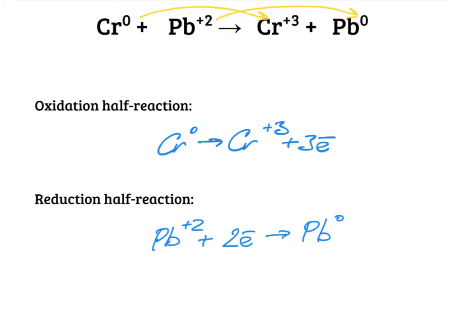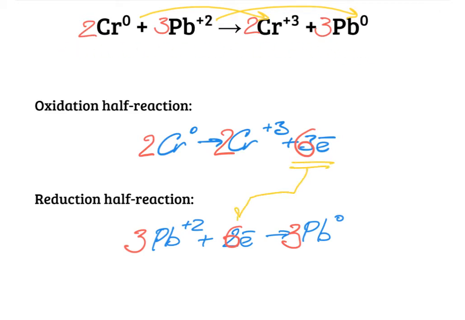So let's double the amount of chromium that is losing electrons. 2 chromium atoms would lose 6 electrons, forming 2 ions of chromium with the charge +3. Considering that each lead ion takes in 2 electrons, we would need 3 of them to accept 6 electrons total. 3 atoms of lead are formed at the end of it. Now I will transfer these coefficients into my overall equation, and I will have a nice balanced equation where there is no mismatch in terms of electrons lost and accepted.